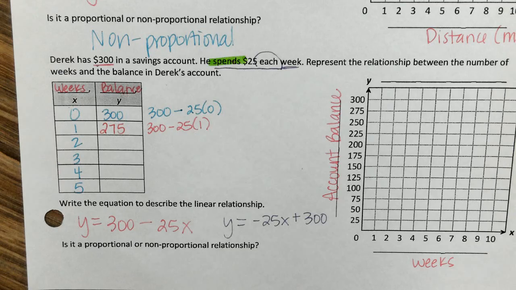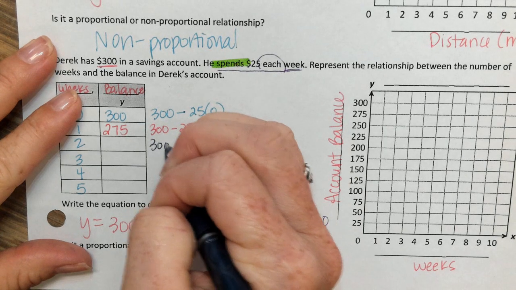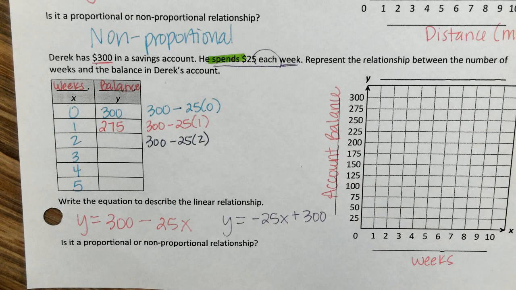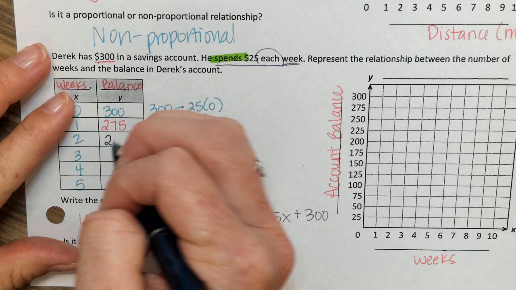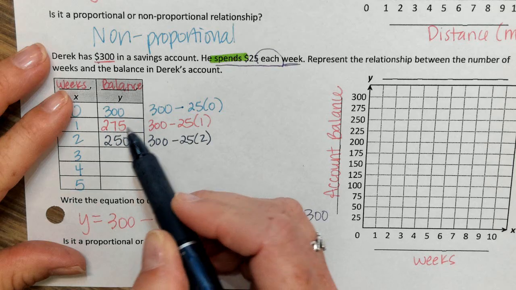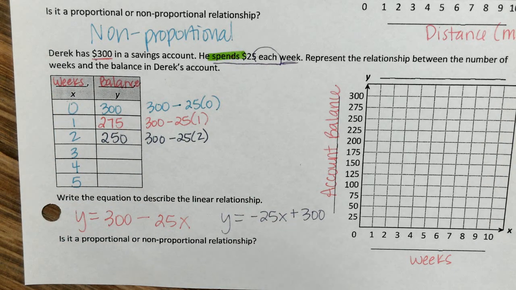How would I do the second week? What am I doing? 300 minus 25 times 2. Perfect. What's 25 times 2? What's 300 minus 50? 250. Now stop. Do you see the pattern here? What's happening? It's just going down by 25.